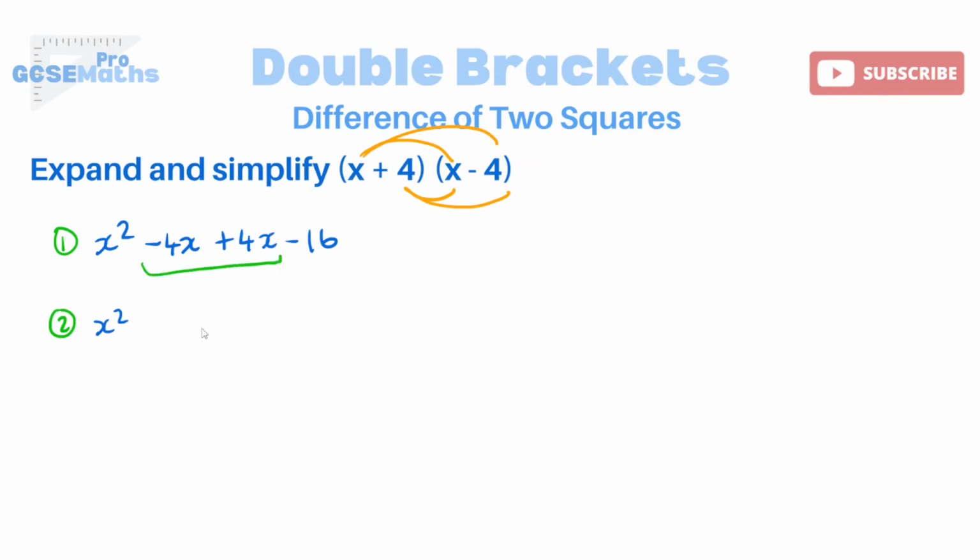However, can you see that I've got minus 4x plus 4x? Well, that should cancel out. That's going to give me 0, isn't it? Okay, so those cancel out. You don't even have an x in this case. And then we still have minus 16.